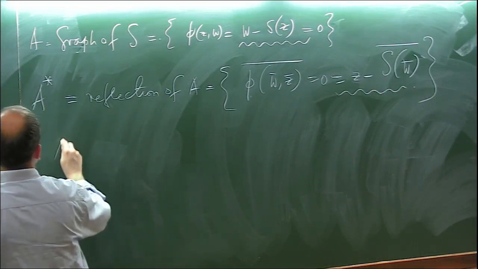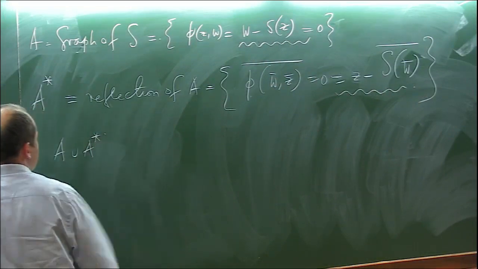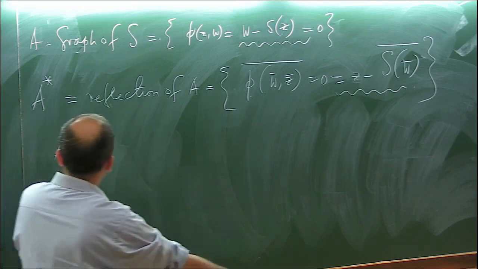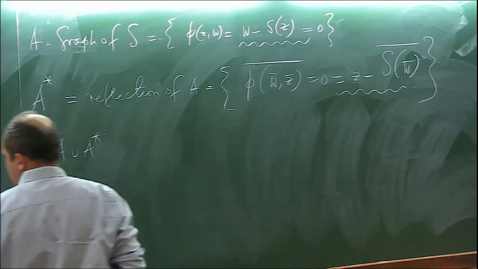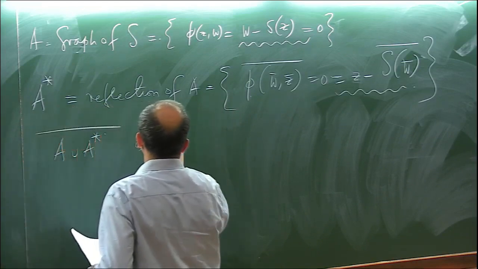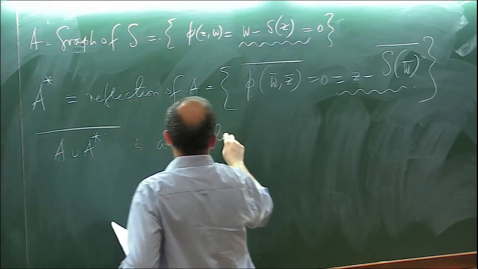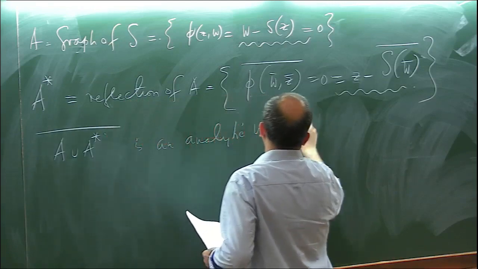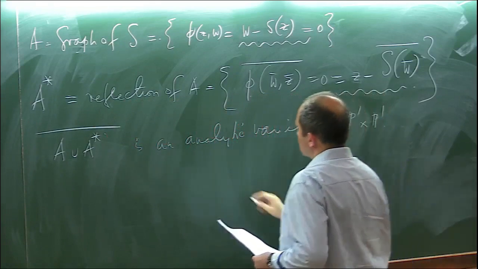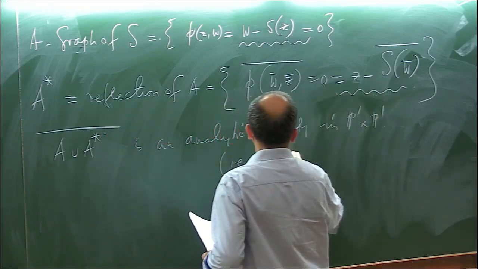Okay, so as before, let us look at A union A star. This is a pure one-dimensional variety whose boundary lies in M. And therefore, by the Alexander-Becker theorem, this is an analytic variety in P1 cross P1, i.e. M is removable.